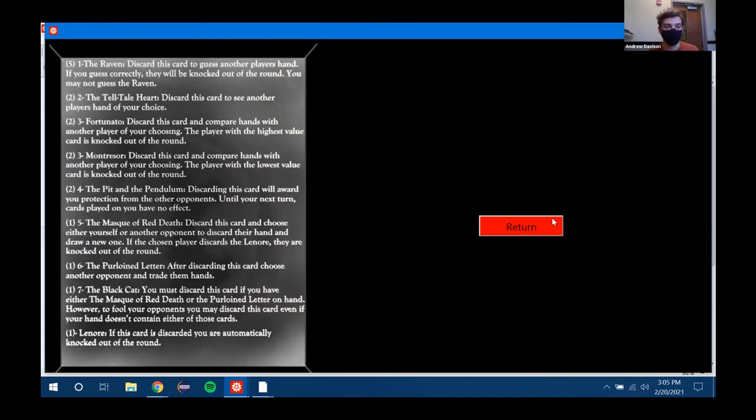In the case of the Fortunato, the player with the highest value gets knocked out. In the case of Montresor, the player with the lowest value gets knocked out. A lot of times we refer to these cards as 3.1 and 3.2, since they're essentially the same card, instead of Fortunato and Montresor. The 4, we've talked about: playing that card will give you protection for a round. A 5 will let you discard either your own card or another opponent's card and have them draw a new hand. A 6 will allow you to swap hands with someone else.